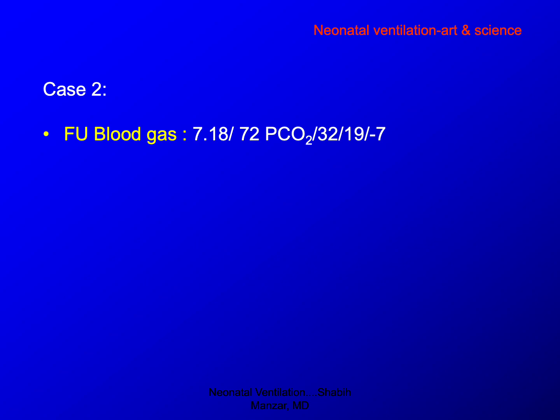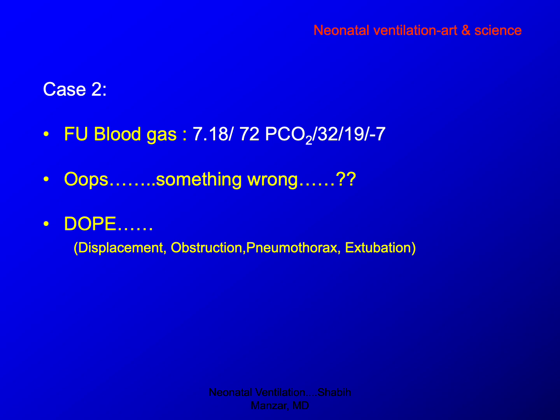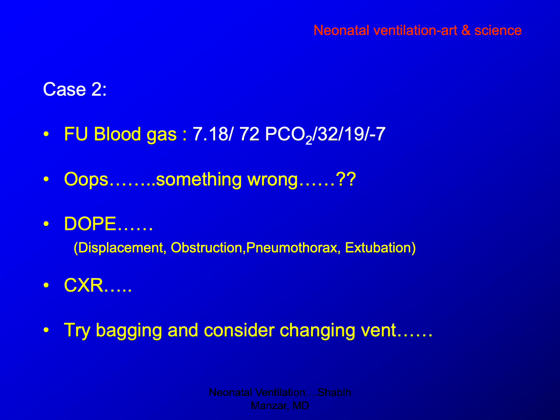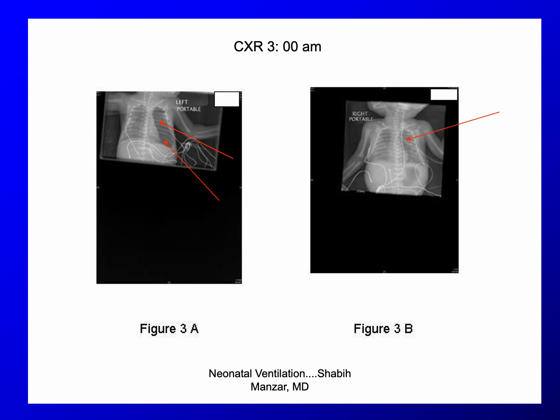PCO2 has gone up, and O2 is down. Oops, something must have gone wrong. So remember DOPE: displacement of the ET tube, obstruction, pneumothorax, or extubation. This is the mnemonic, if you want to remember it like that. So a chest X-ray was done, and let's see. And then the chest X-ray was taken.